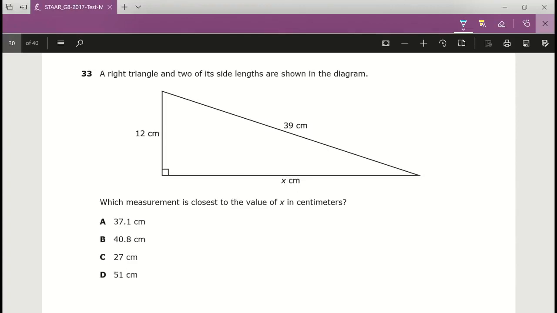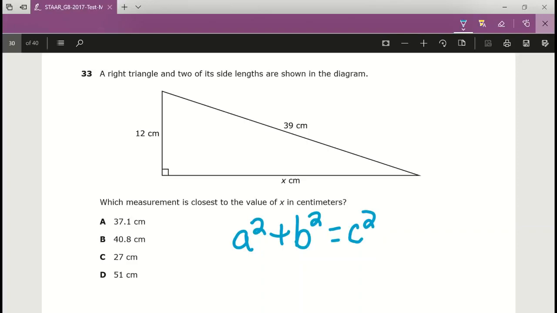Alright, so this is a Pythagorean theorem question. What we do is first we should write down our Pythagorean theorem formula. So a squared plus b squared equals c squared. The Pythagorean theorem formula is given to you on your STAAR reference sheet. It's at the bottom, in a kind of random assortment of things. So we write down the Pythagorean theorem formula.